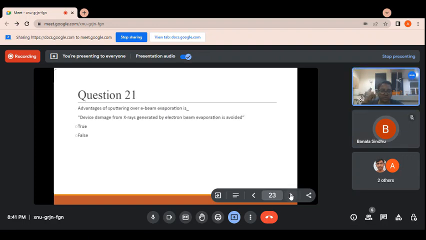So question number 21 is: an advantage of sputtering over E-beam evaporation is that device damage from X-rays generated by electron beam evaporation is avoided. So is it true or false? So why here? True. Okay, Banala Sindhu, what is the right answer? True, ma'am.